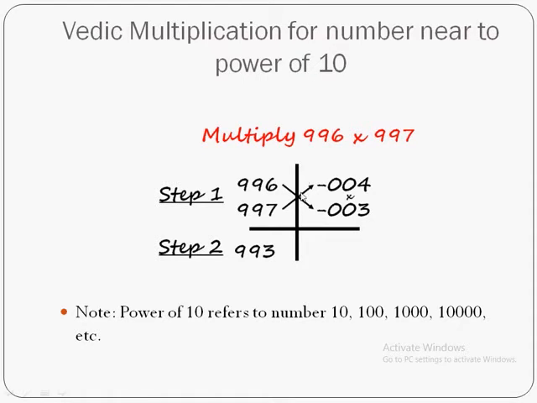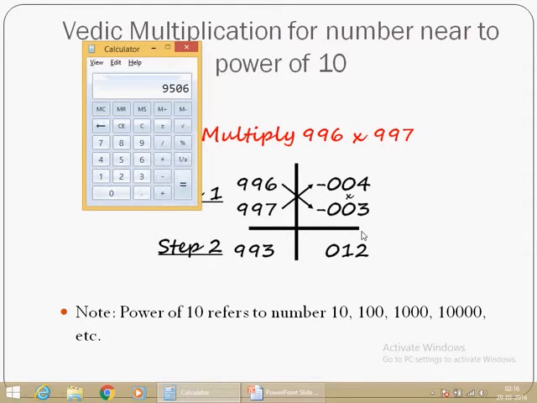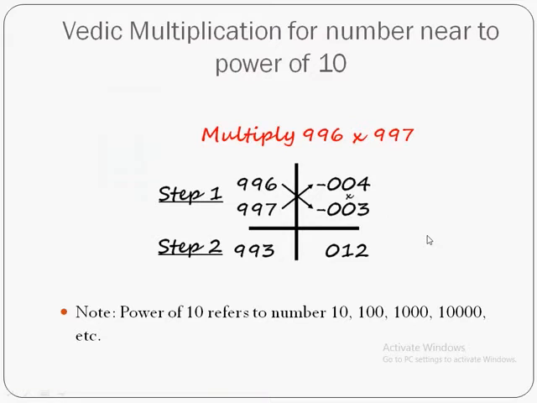Now what I will do is I will multiply these two. Multiplying these two will give me 012, because 4 into 3 is 12. So this is my output. Let us verify again. 996 into 997. See, my answer is correct. So see how easy it is.